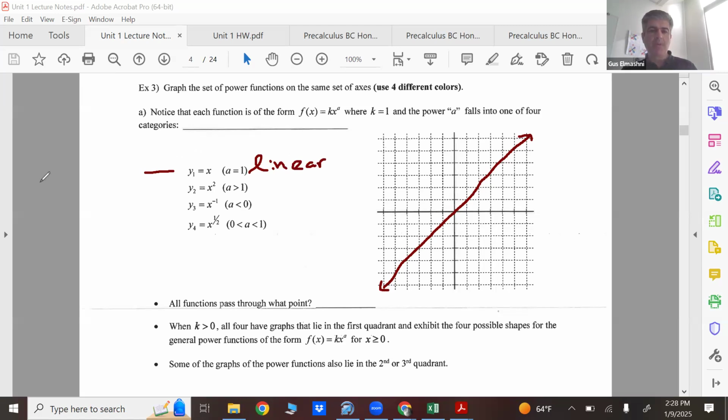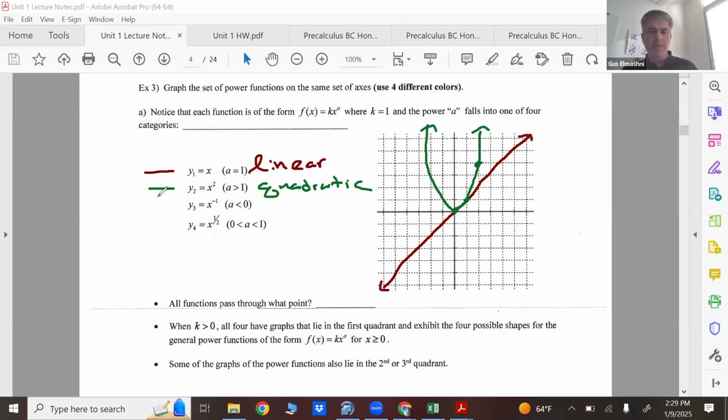Okay, let's do y equals x squared. Let's go dark green. So that's quadratic. That looks like this. Is there a left side to it? Yes, there is. I kind of missed, but you get the point.